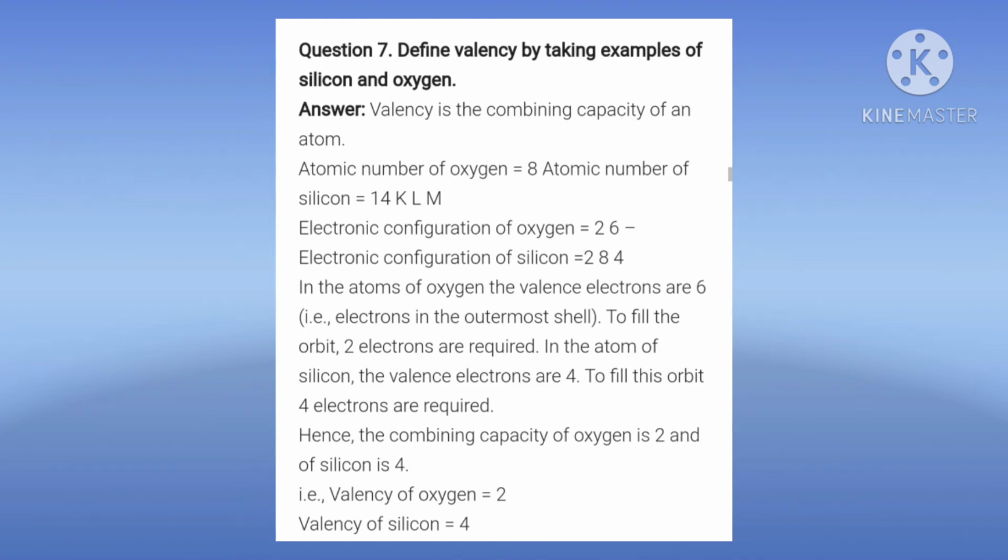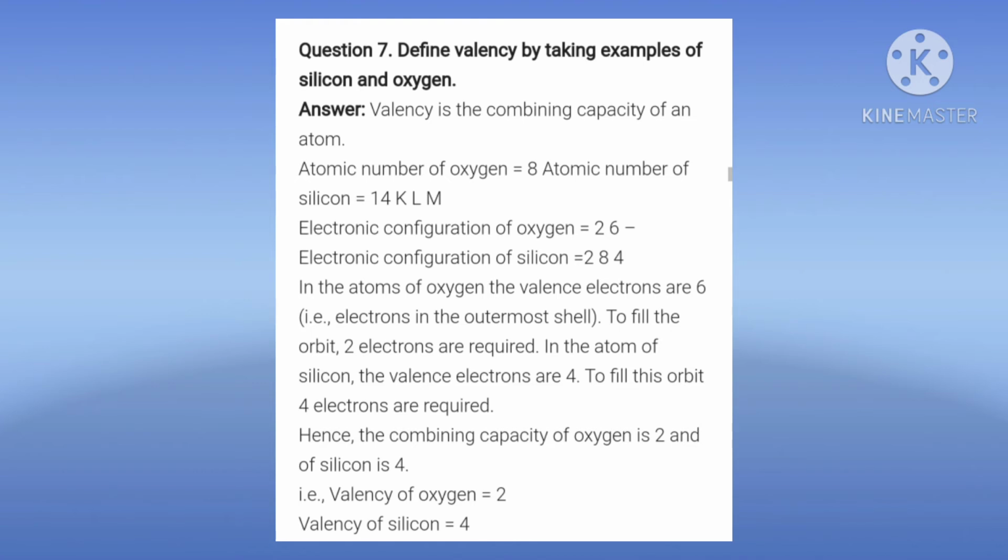Define valency by taking examples of silicon and oxygen. So valency we will discuss. First we will write the definition. It is the combining capacity of an atom. That is called valency. Atomic number of oxygen is equal to 8, and atomic number of silicon is 14. Now we will write the electronic configuration. Some books write EC, that means electronic configuration. So 8: first K shell will be filled, that is 2. After that 6 remains, so in the L shell 6 can be put.